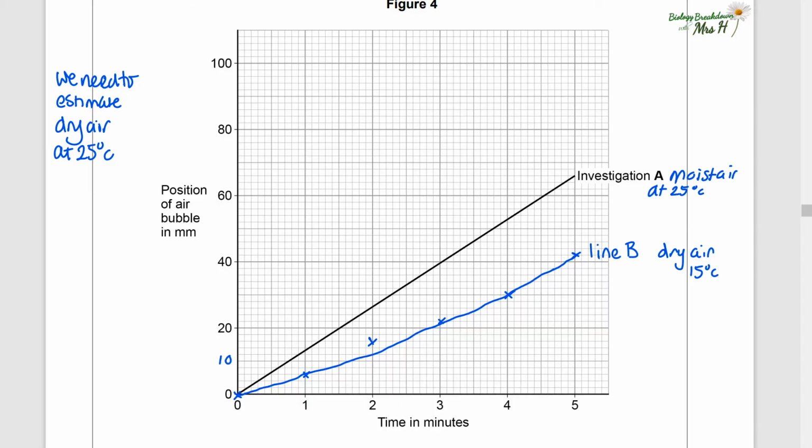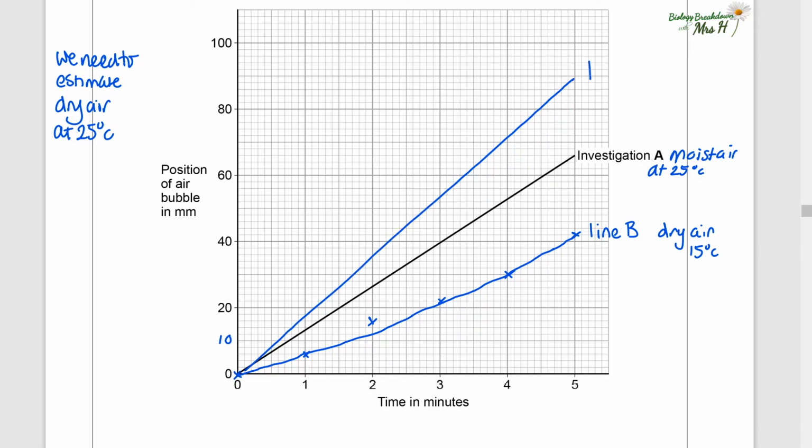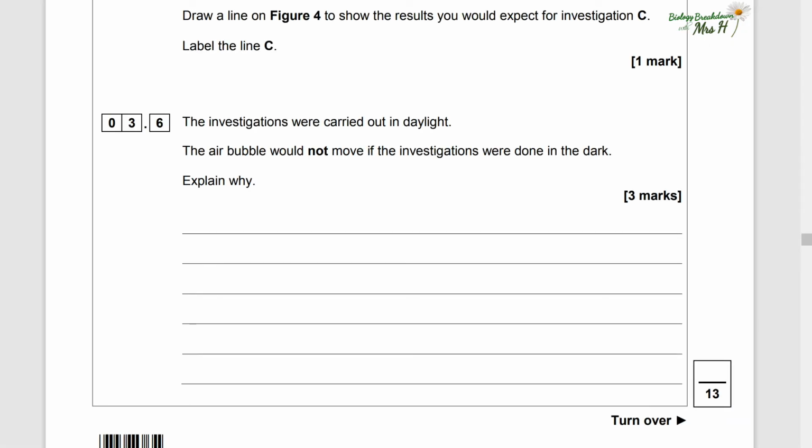We know that should be faster than dry air at 15 degrees C, because if we increase the temperature, we're going to be increasing the evaporation from the leaves, so that's going to be pulling up water more quickly and moving the bubble along. And if it's dry air, then there's going to be a steeper concentration gradient, and so evaporation is going to happen more quickly into dry air than it would into moist air. So we would put our line, just make sure it's above A basically, because it's going to go faster than A and B.